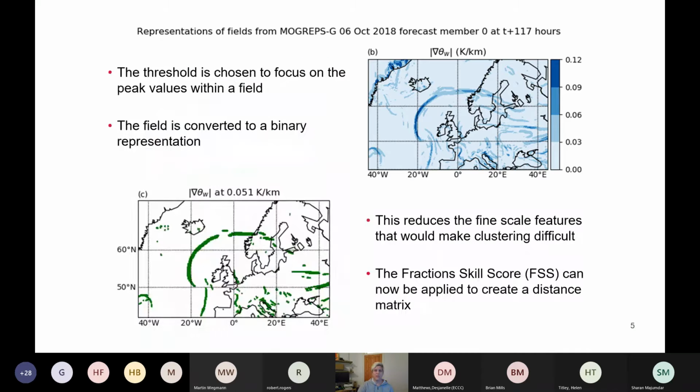Now, this is really just getting it started, of course. The next thing we want to do is apply the fraction skill score. In order to get to that stage, we need to convert the field into a binary. This is because a gradient field has a lot of fine scale features that tend to make clustering rather difficult, and we want to eliminate that and make clustering easy enough that we can really group members based on primary features like this frontal region.